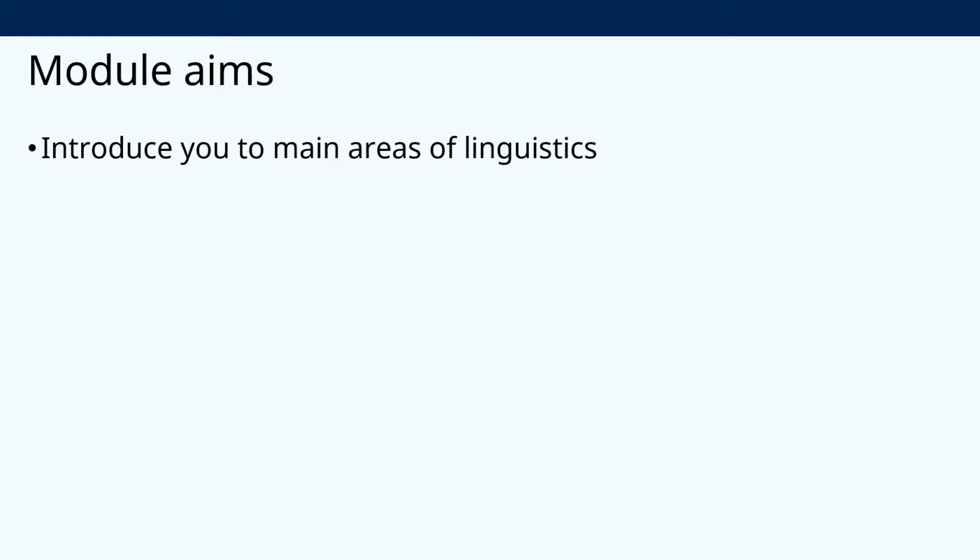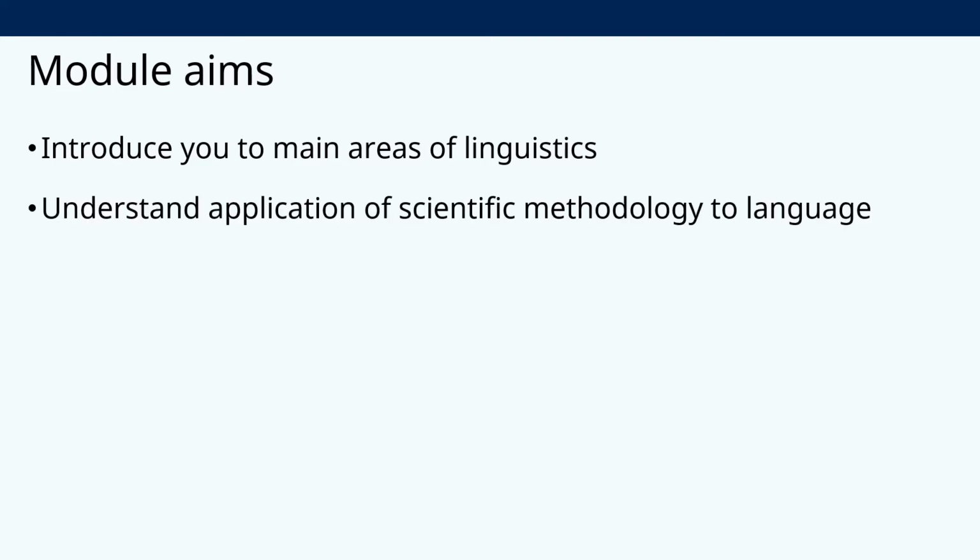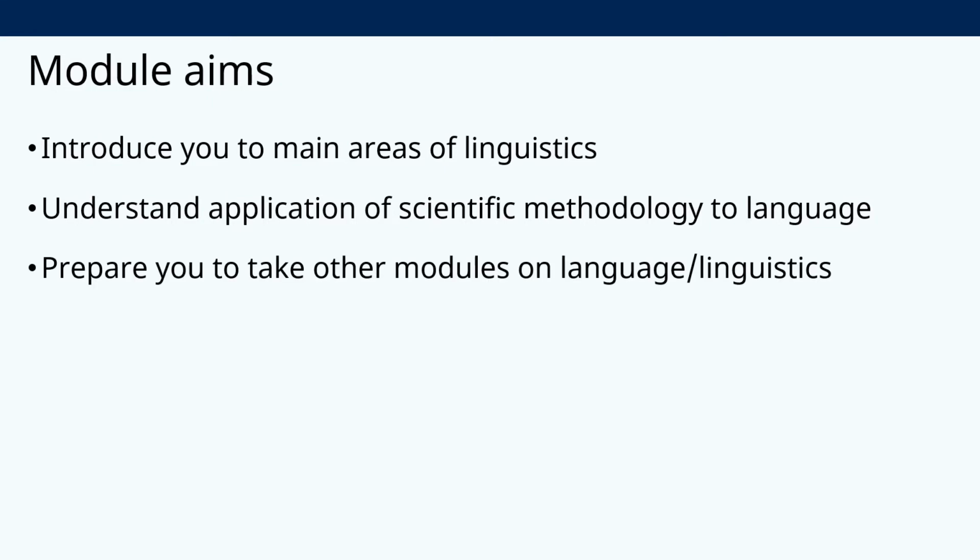In the last 4 weeks of the course, we'll then also briefly have a look at some other topics of interest. For example, in the final week of the course, we'll be comparing animal communication to human language. You should, by the end of this course, have a good understanding and a good appreciation of how the scientific method is applied to the study of language. Linguistics, after all, being the scientific study of language. And this should prepare you to take other modules on language and linguistics.